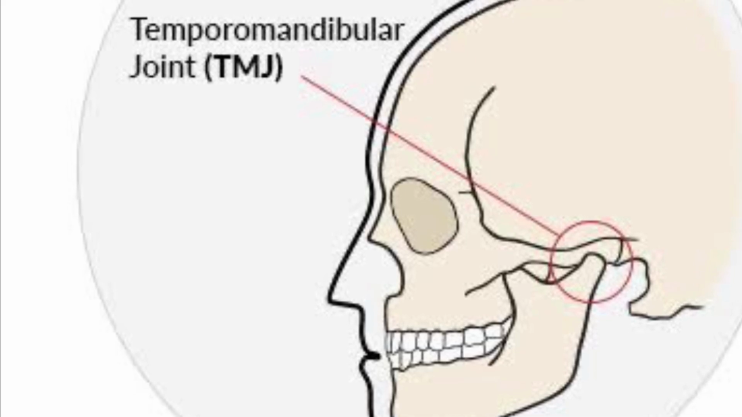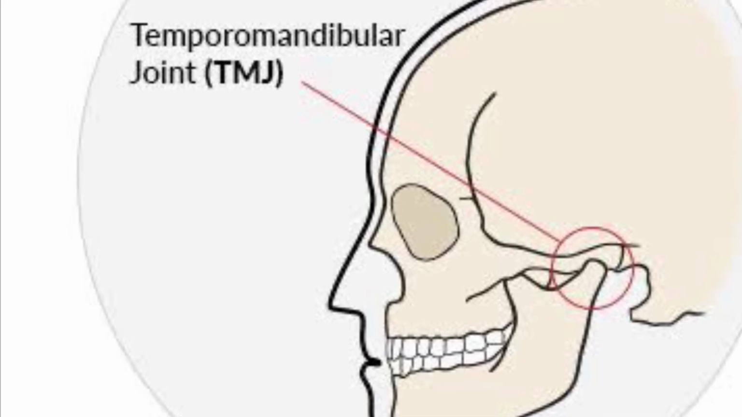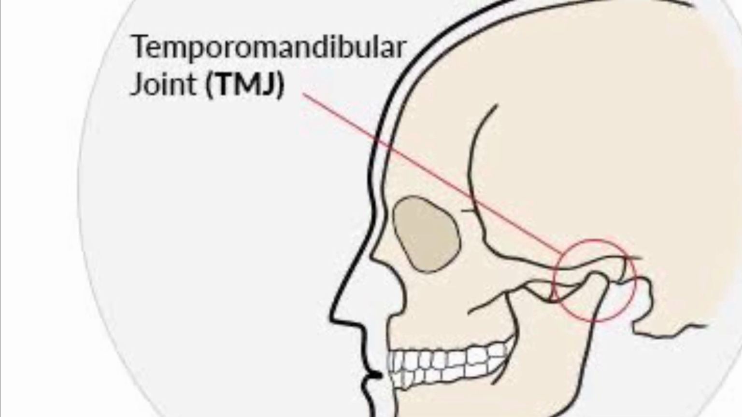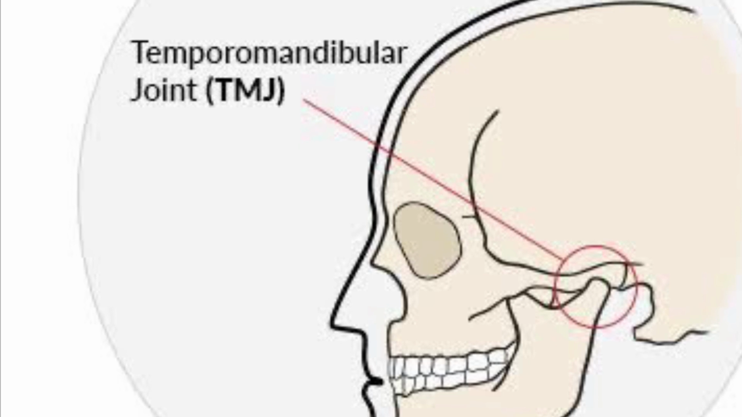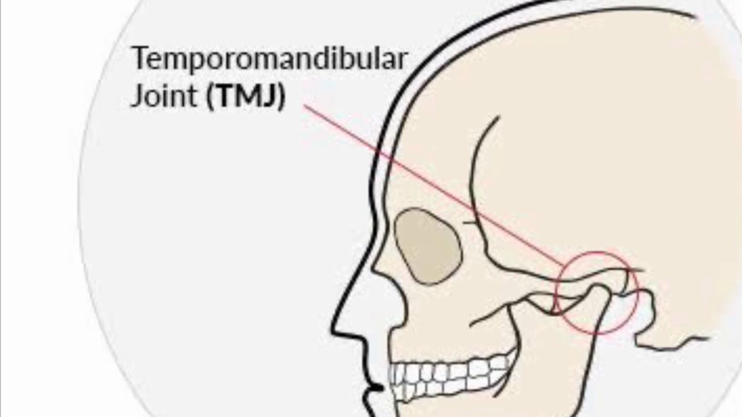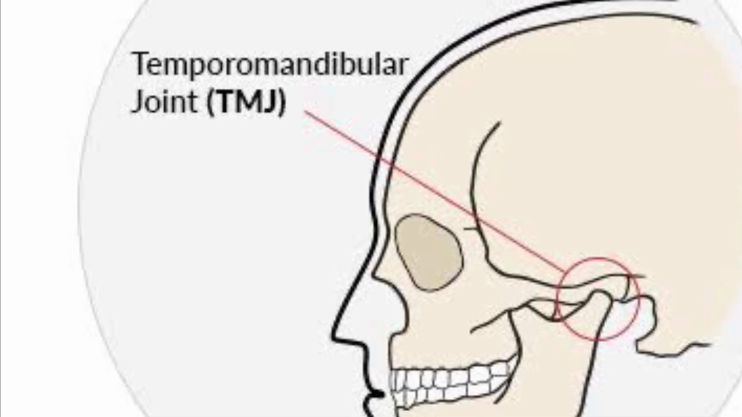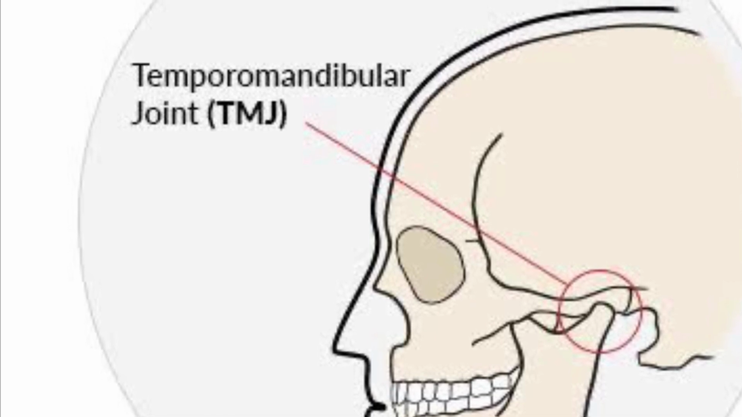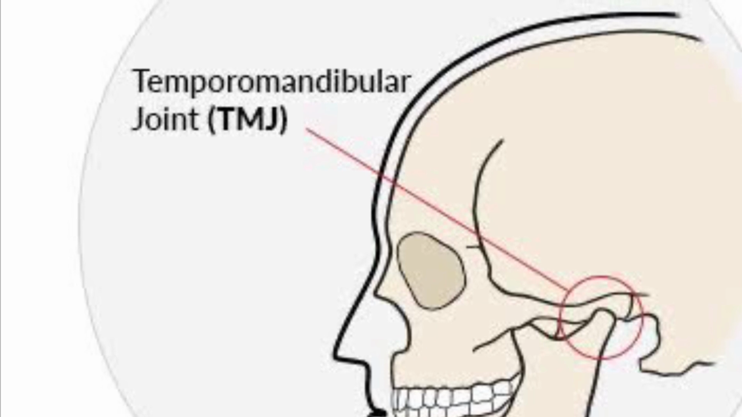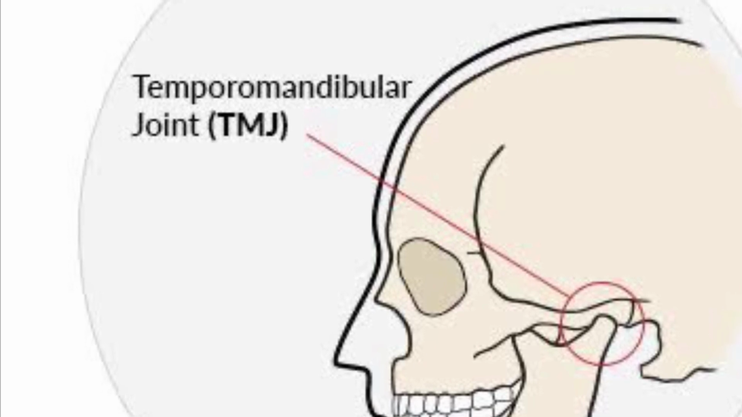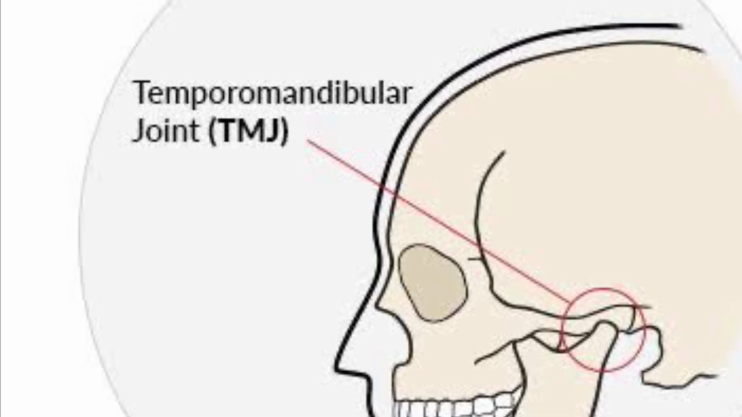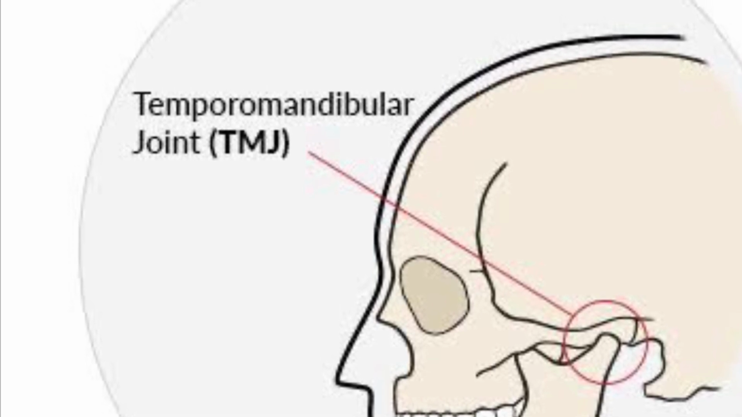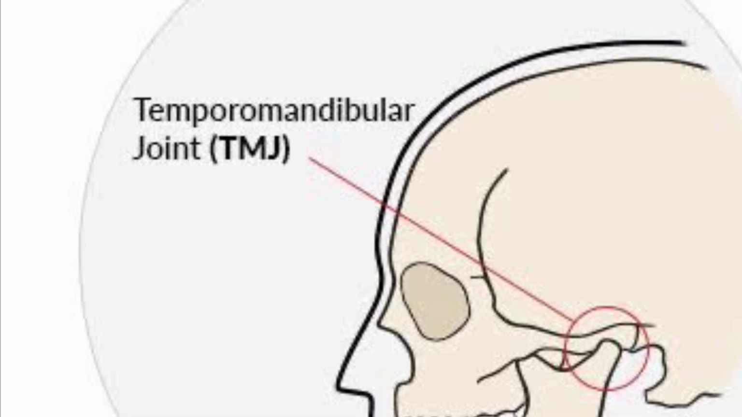TM joint is a bilateral paired joint, which is a bilateral diarthrosis joint. It means both joints should work together, otherwise there will be deviation of the movements. It is a synovial joint which also has hinge and sliding movement. It means it is a type of ginglymoarthrodial joint. So this joint has both types of movement, hinge movement and sliding movement.